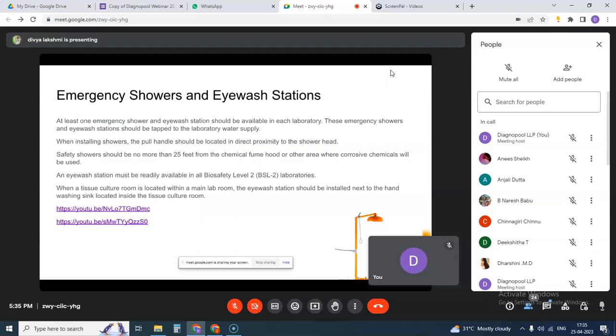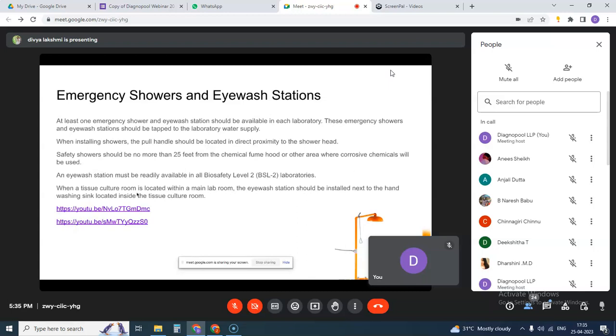In certain labs, like BSL-2 labs where infectious agents and cultures are used, and where inflammable chemicals are there, showers and eye showers are very much important. At least one emergency shower and eye wash station should be available in each laboratory. These should be tapped to the laboratory water supply, and should not be very far. They should be within 25 feet from the chemicals or corrosive chemicals which are used.